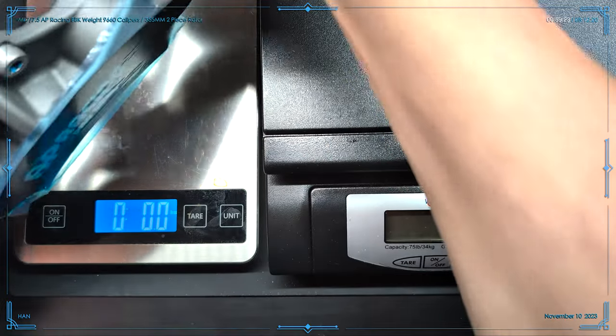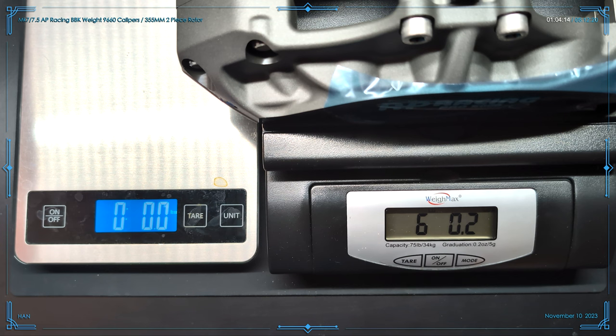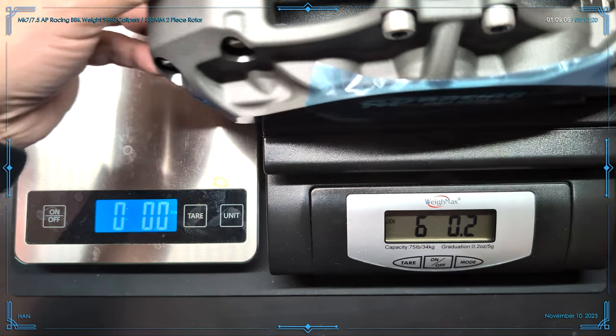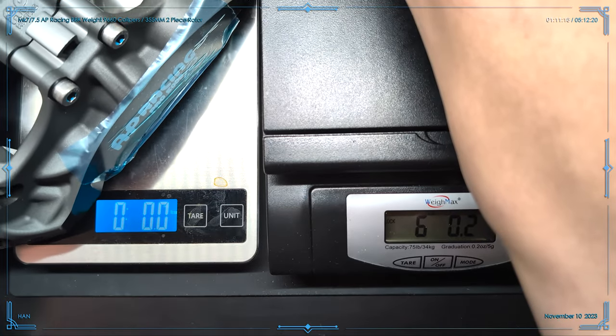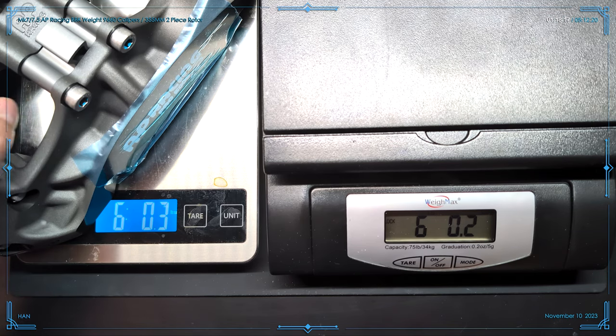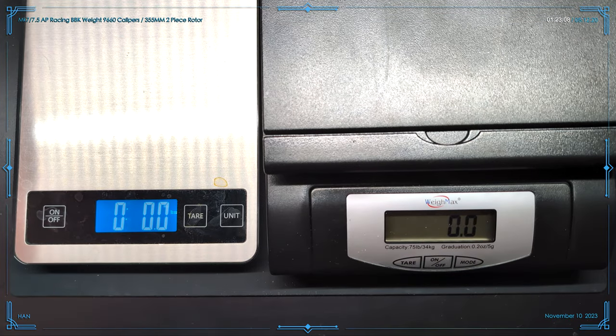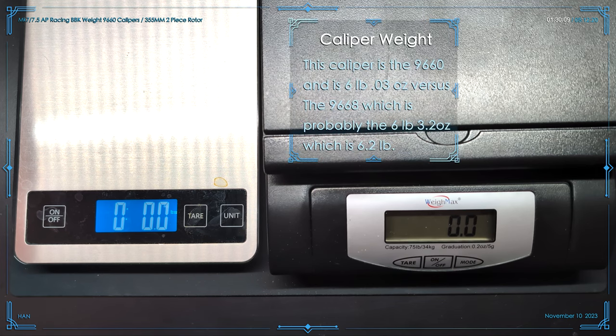So if I put it on the larger scale, let's start with there. It says it's 6 pounds and 0.2 ounces. And if I put it on this scale, I gotta be cautious about how I do this. Again, 6 pounds and 0.3 ounces. So very, very light. I would say that it's accurate. Even less weight than the 9668, which I believe is the weight that they're using for the published specifications.